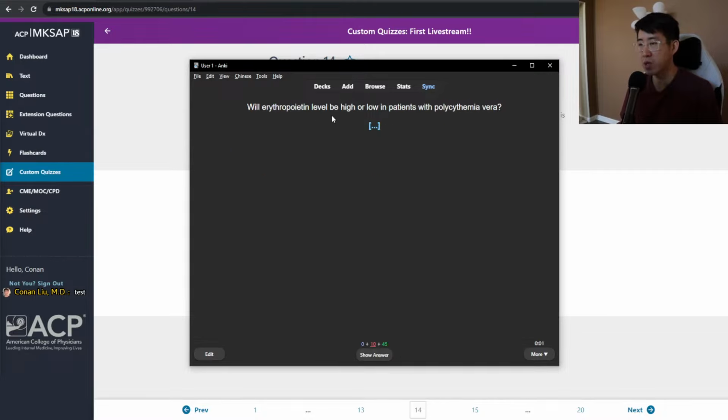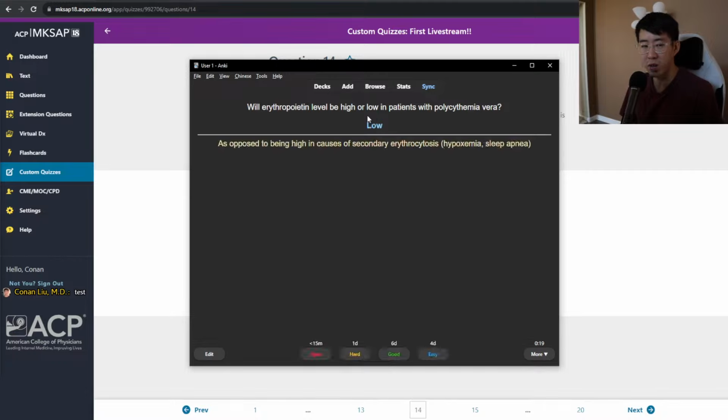Will EPO levels be high or low in patients with polycythemia vera? If they have polycythemia vera from a primary cause, then it will be low. But if they had sleep apnea and chronic hypoxemia that's contributing to their elevated hemoglobin, then it would be high. So in this case, it would be low.